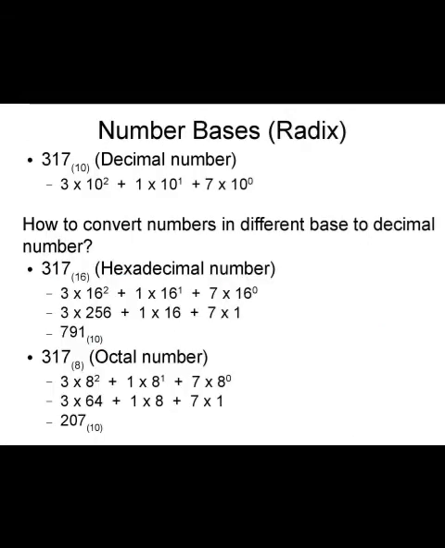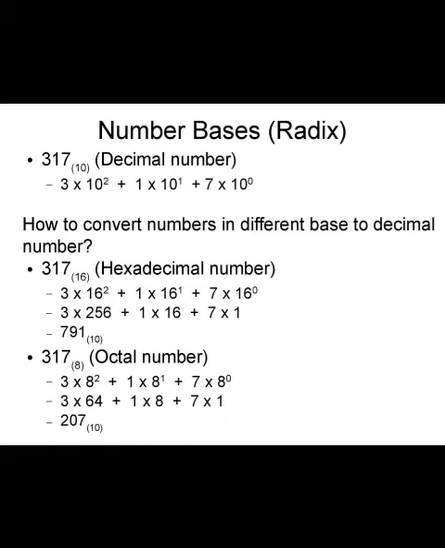So how do you convert a number in various different kinds of base into a decimal number? Let's consider the following two examples. In the first example, we have a hexadecimal number 317. How do you convert this hexadecimal number 317 into a decimal number? We can express the 317 in the base of 16 in the following formula.